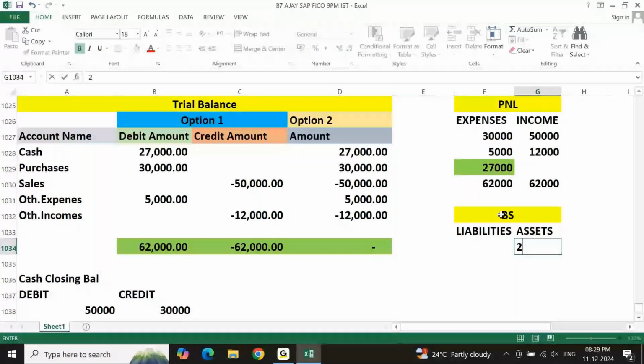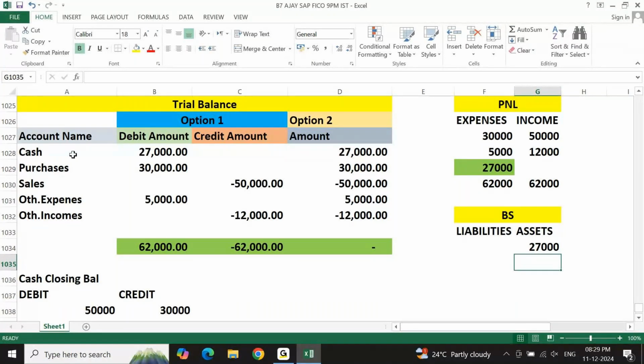How much? 27,000. Do you have any specific liability in the TB? In the current trial balance, is there any liability? No. Forget about the profit portion, look only at the trial balance.